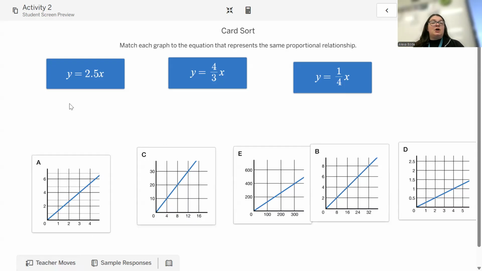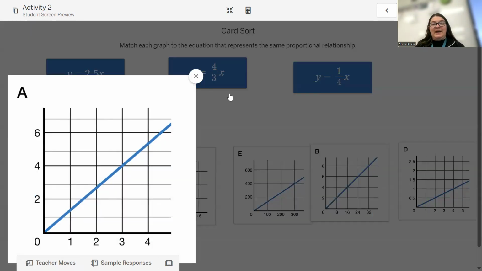Okay. So first thing we want to talk about and review are the equations. So y equals 2.5x. The number in front of x is the slope of the line. Now, the slope is more difficult to find in these graphs than what we are used to.